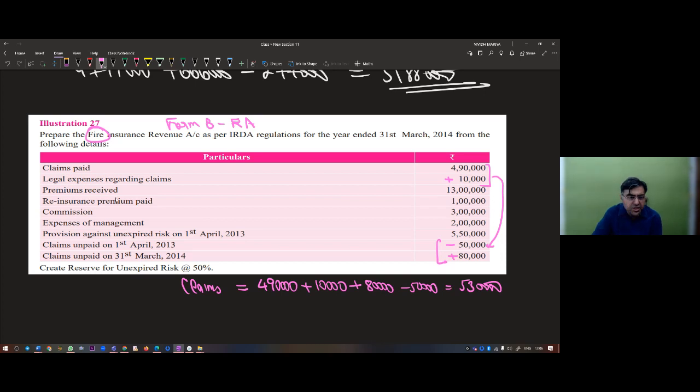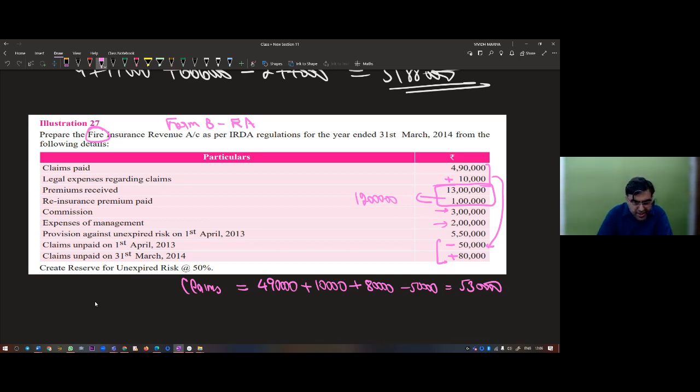Next, commission is given as 3 lakhs. Operating expenses are given as 2 lakhs. Now come to premiums. Premium received less premium paid. The premiums are 12 lakhs.